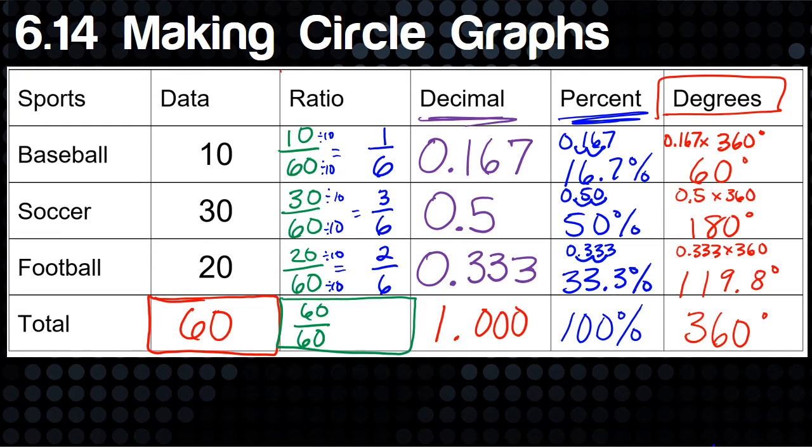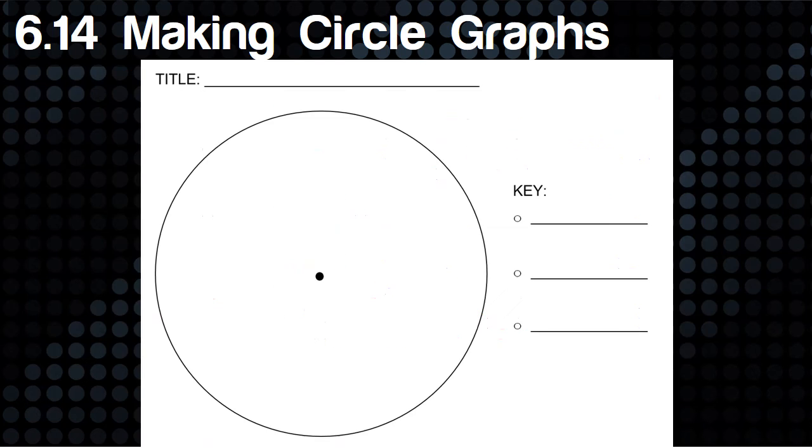So we're going to remember, we're going to really focus on the ratio column when we create this, with the fractions 1/6, 3/6, and 2/6. So right now we have our circle graph. Here it's blank. We need to do some work with it. And so right now we have to label our circle graph. So let's go ahead and do favorite sports.